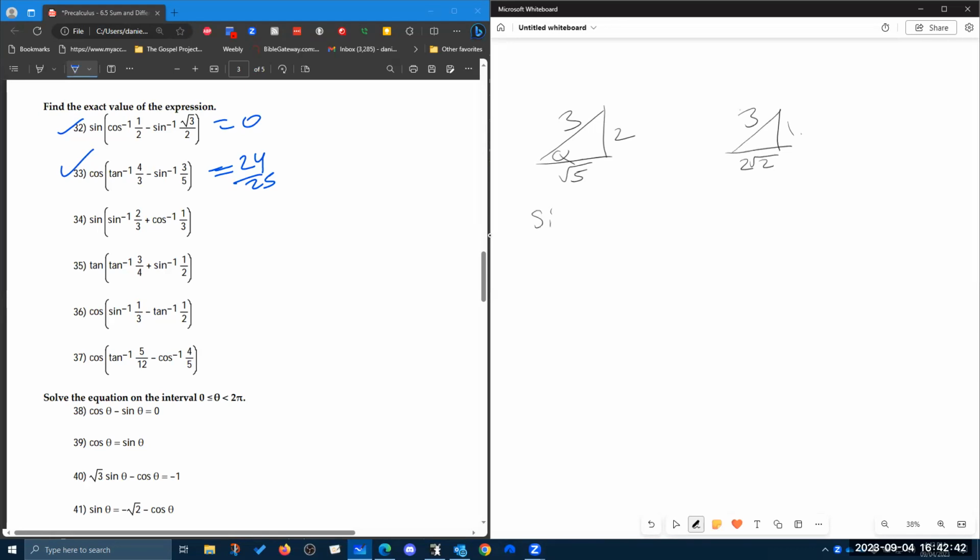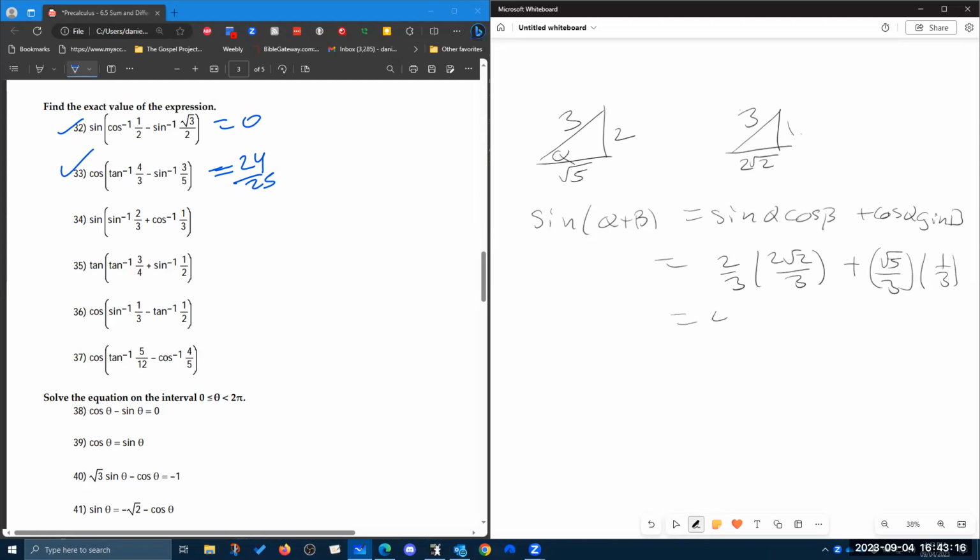So sine of alpha plus beta is sine alpha cosine beta plus cosine alpha sine beta. It's going to be 2/3 times 2 root 2 over 3 plus root 5 over 3 times 1/3, which is 4 root 2 plus root 5 over 9.